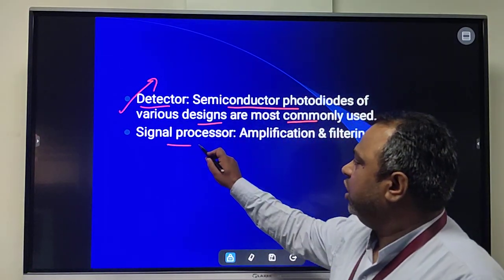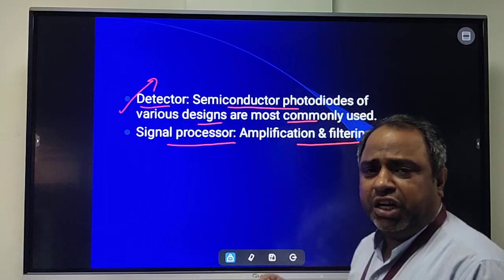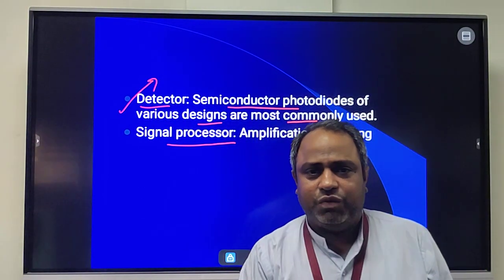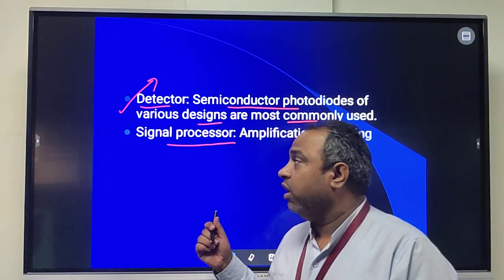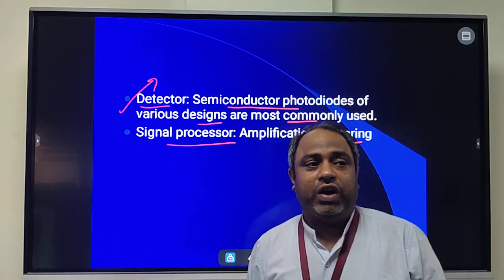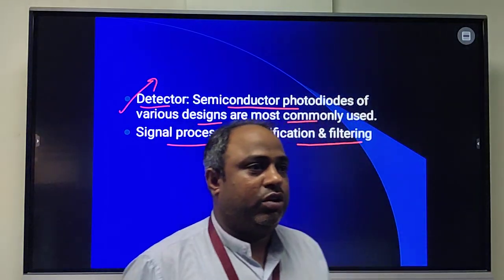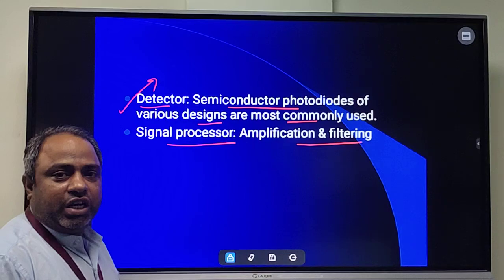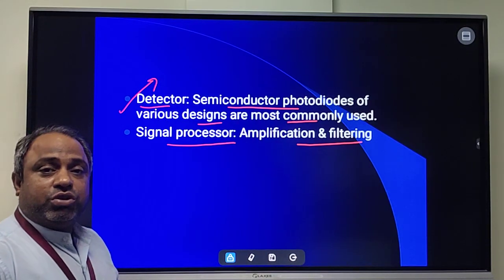Now we are talking about the signal processor. Amplification and filtering are required, because when we are talking about amplification of a signal, you must know which signal is amplified and which data is to be amplified. It means you can use a signal processor for amplification and filtering.